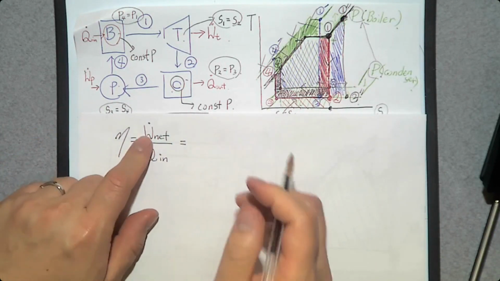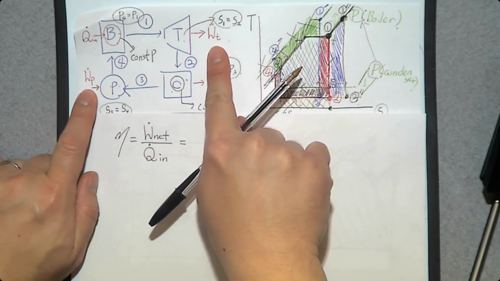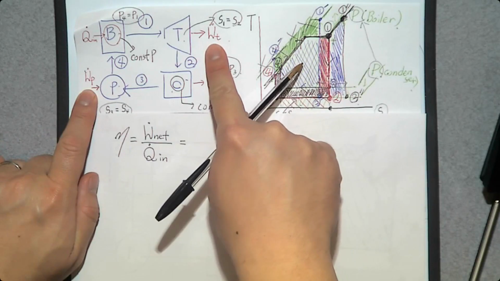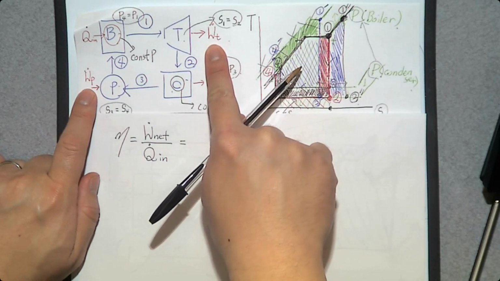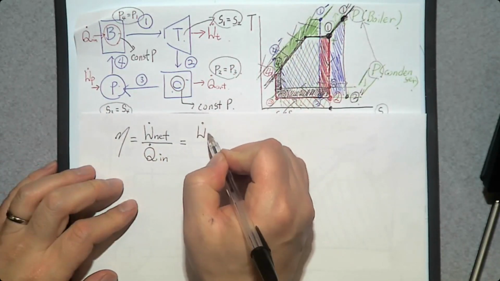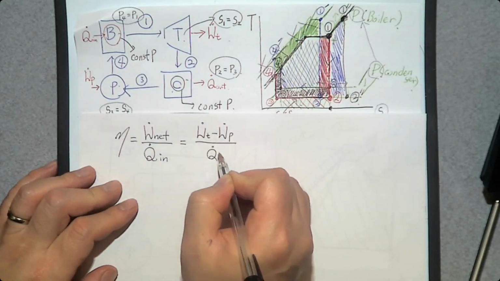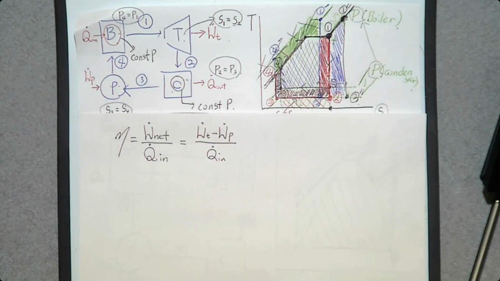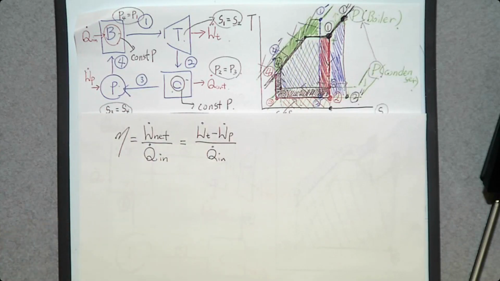And what is the net power? How many powers do we have? Turbine power and pump power. So turbine power is the one that we produce. The pump power is the one that we consume. So the net power is going to be turbine power minus pump power divided by Q dot in the boiler. Now the question is, how do we determine the turbine power, the pump power, and the Q dot in?